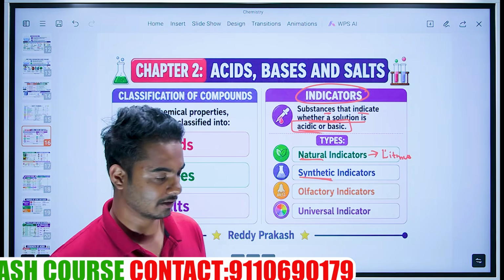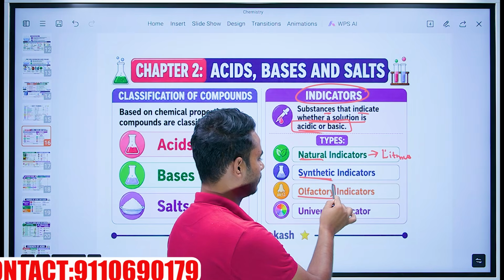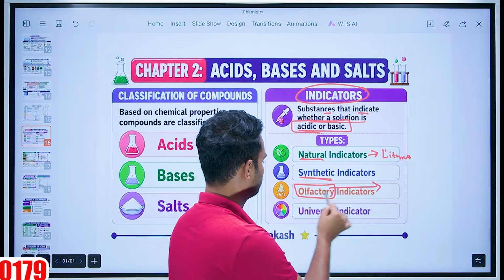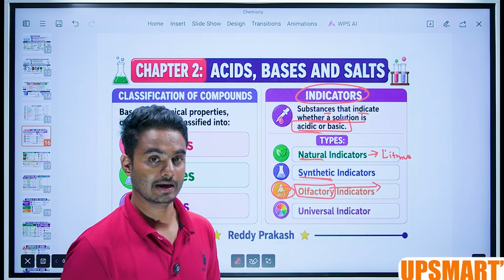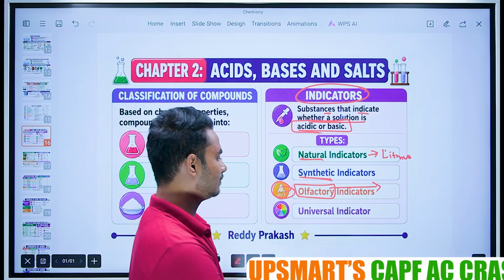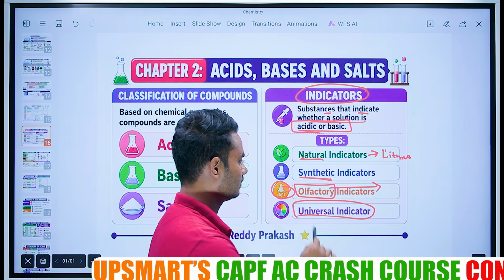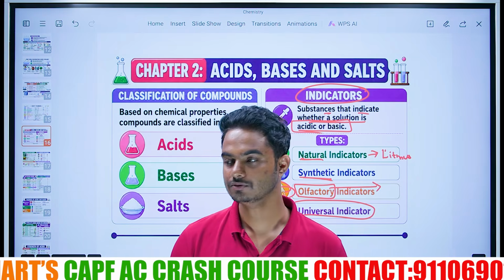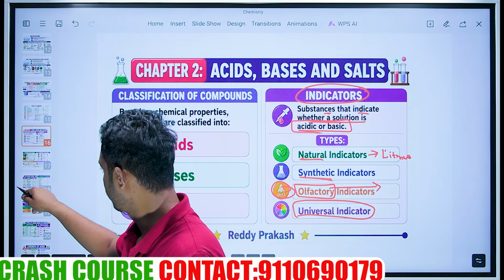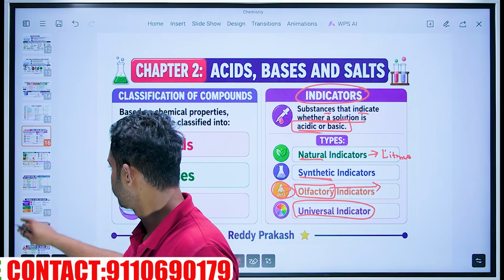A question is expected. The third one is olfactory. Olfactory means the nose, the smell. I'll explain the concept of smell. The third one is universal indicator. These are the types. We'll study the examples, which are very important for the examination. See now.